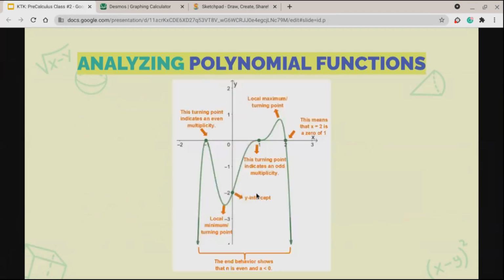This is another example of a polynomial function, with a local maximum turning point. So x equals 2 is a zero of this polynomial function. A turning point that's just tangent to the axis indicates an even multiplicity for that value. This turning point indicates an odd multiplicity. Your y-intercept, your local maximum, and the end behavior show that n is even and a is less than 0.